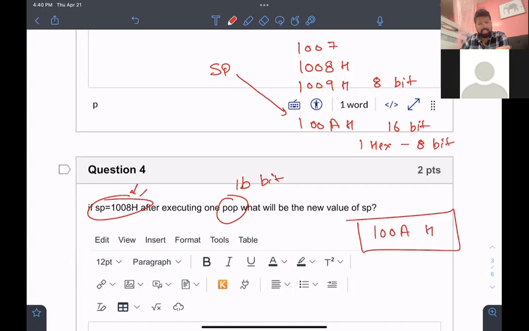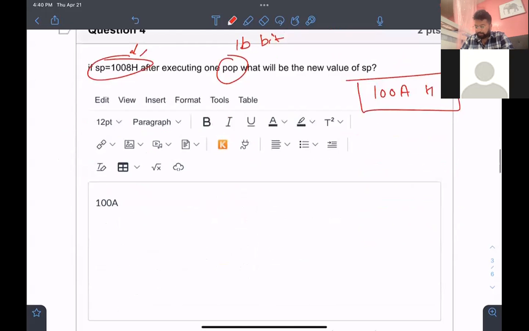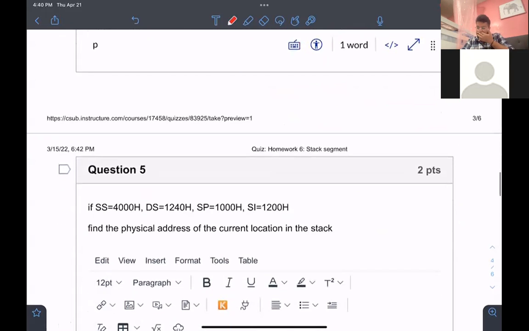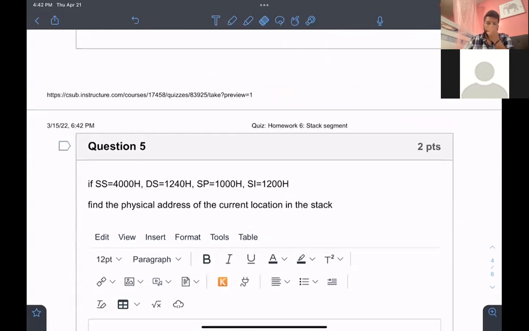Okay, I think I'm making sense, but again, it's your first semester of computer architecture, so I might be saying things that make sense to me but don't make sense to you guys. So feel free to contact me if it doesn't make sense to you. Okay, on to the next question.